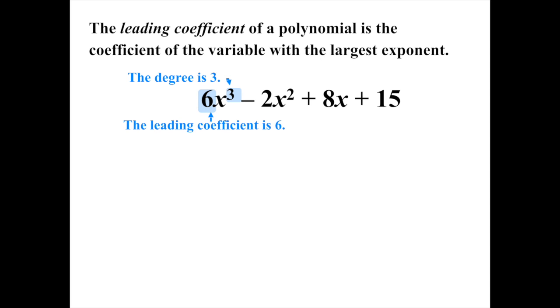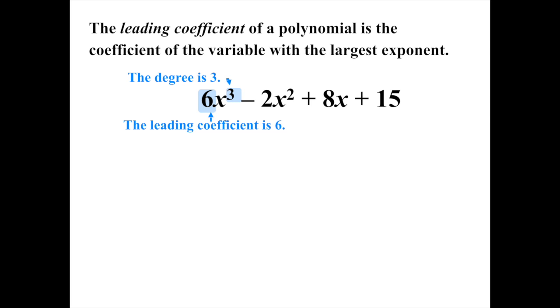Then the next thing we're going to talk about is the degree. The degree on this one is 3, and the degree is the largest exponent, period. So if you have many different ones and your largest exponent is 11, your degree would be 11, not third or anything like that. It's just the number 3.